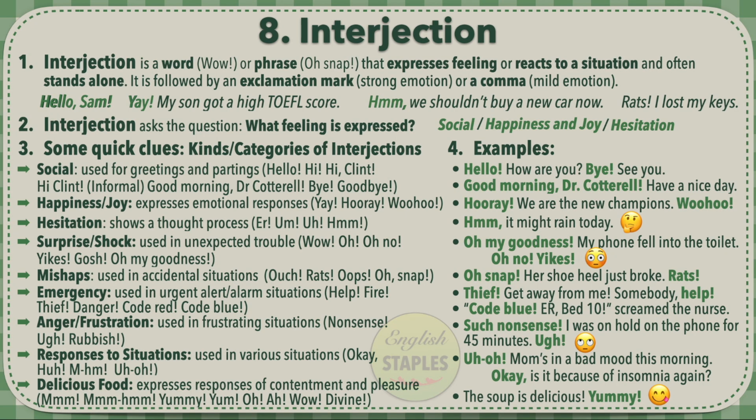Let's do one more. Rats! I lost my keys. What is the interjection? Rats. It has an exclamation mark, which is saying it's a strong emotion. Which one does this fall under? This is a mishap or an accident. So this is how you would identify interjections.